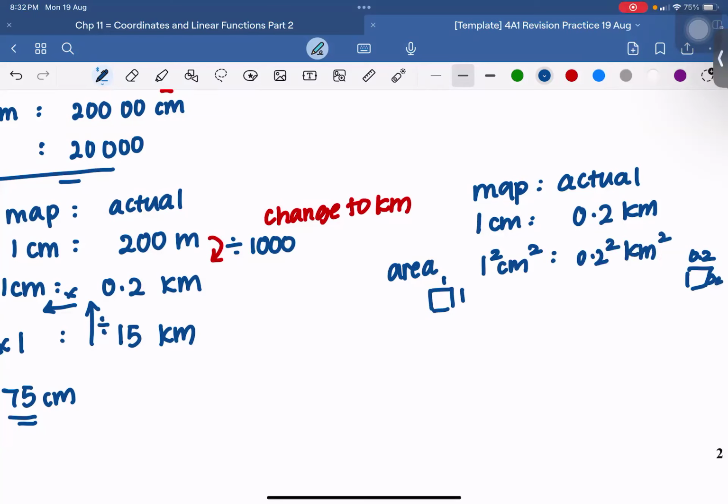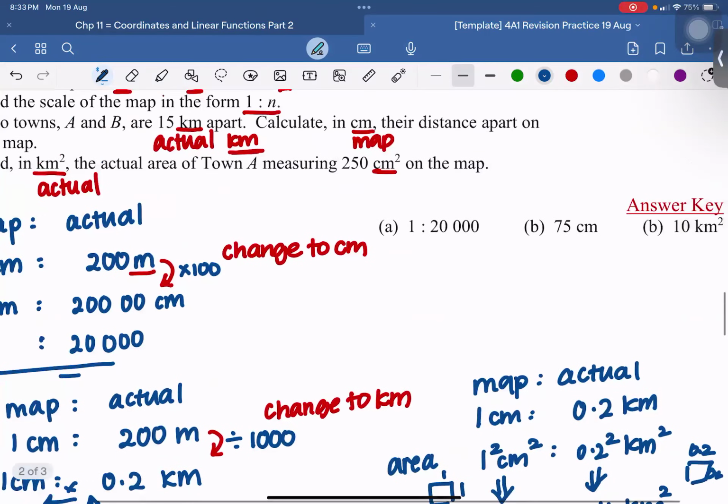The next step, we have not replaced number. We evaluate this one first. 1 times 1 is 1. 0.2 square, 0.04. Yeah, correct. 0.04. So I evaluate out the value, this one. Okay, then I read my question.